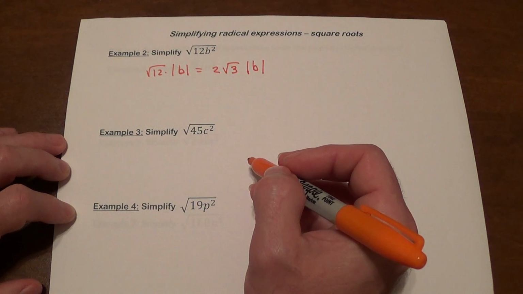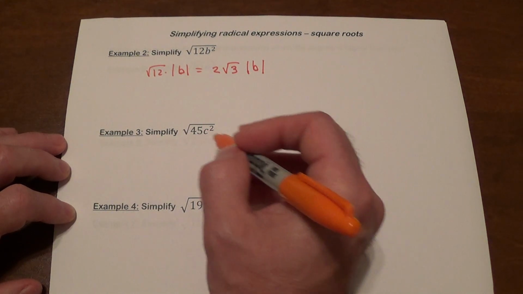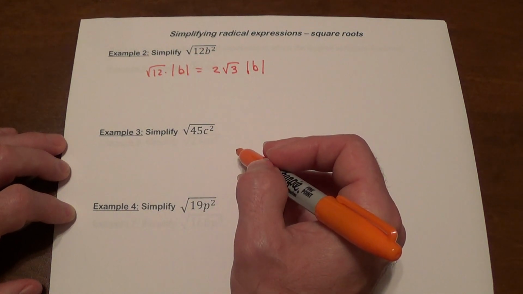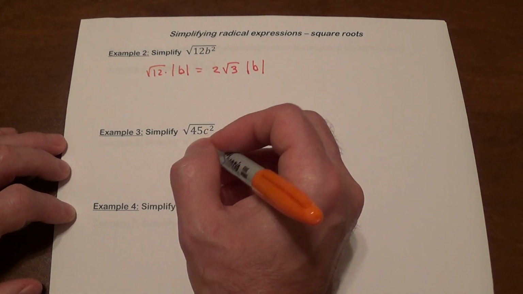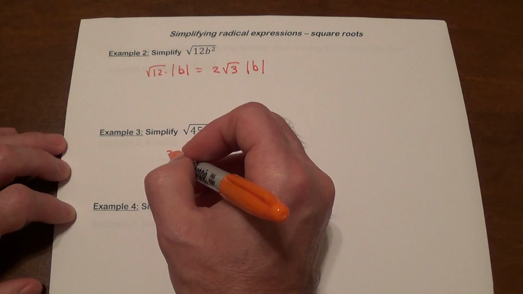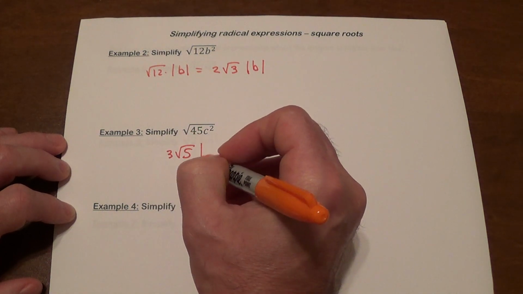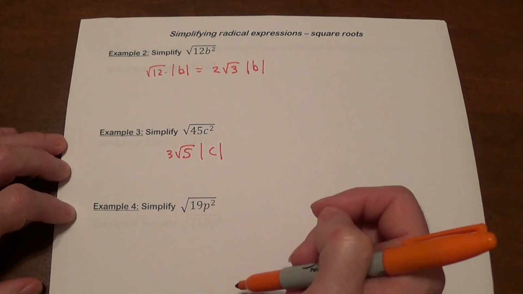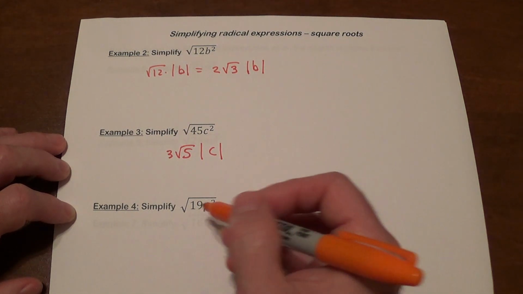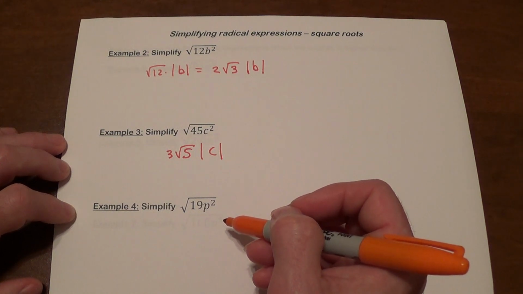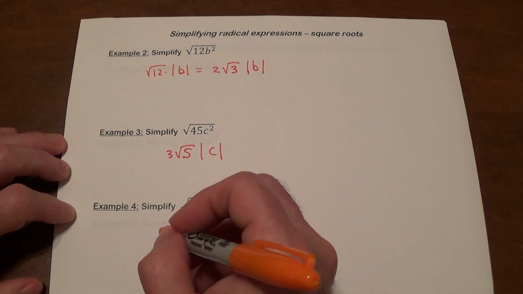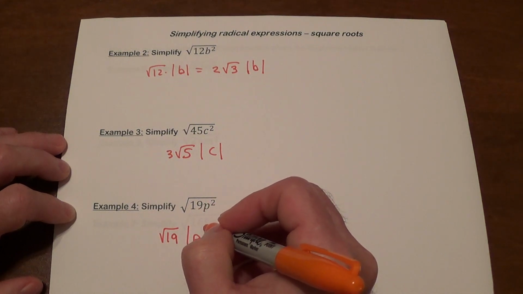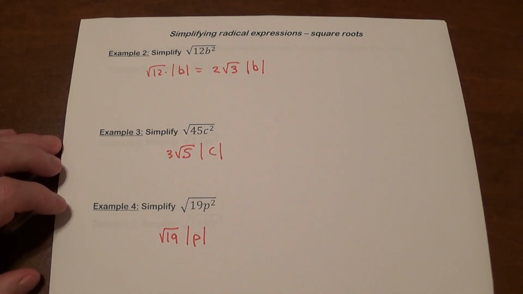Square root of 45c squared. We can simplify square root of 45, and c squared will give us absolute value of c. So square root of 45 is going to give us 3 square root of 5 times the absolute value of c. And square root of 19p squared, we cannot simplify square root of 19. 19 is actually a prime number, so it's just going to stay as a square root of 19, but it's going to have p, absolute value of p.